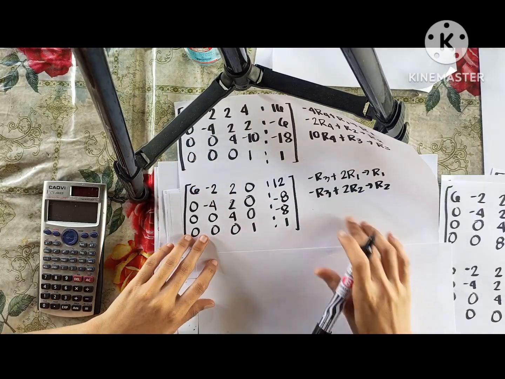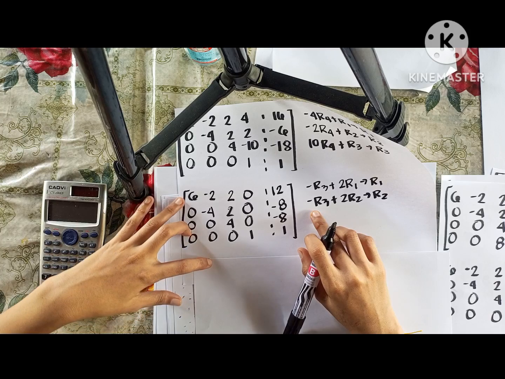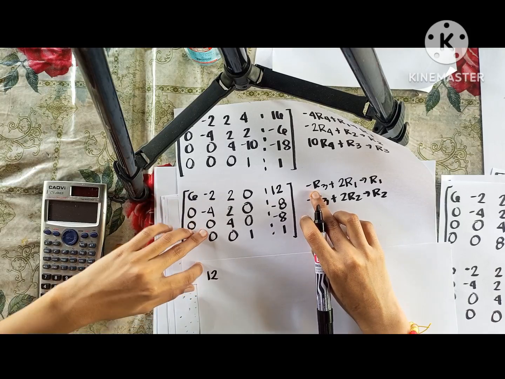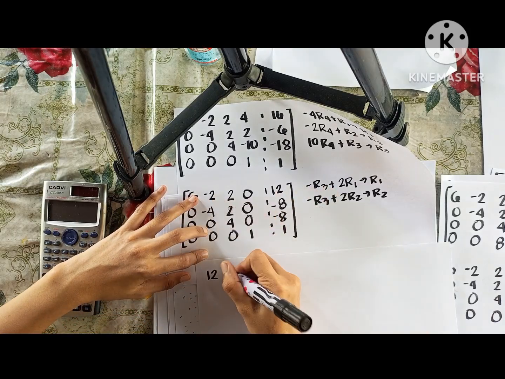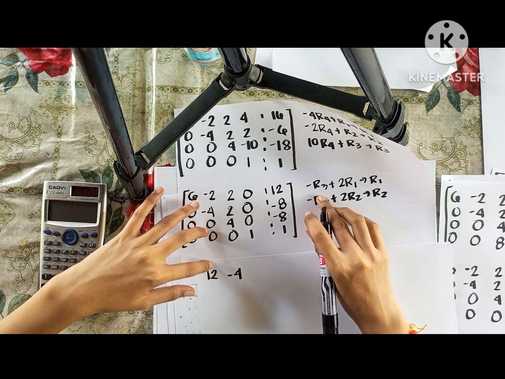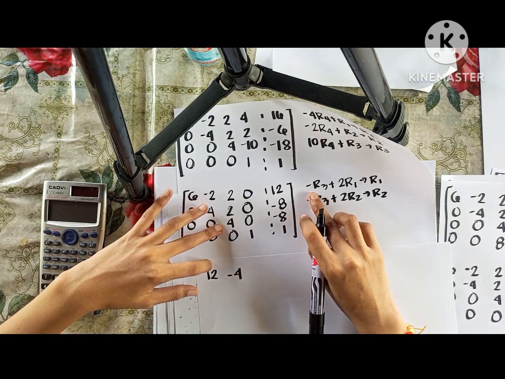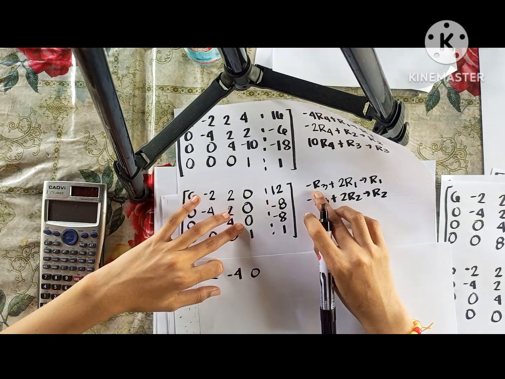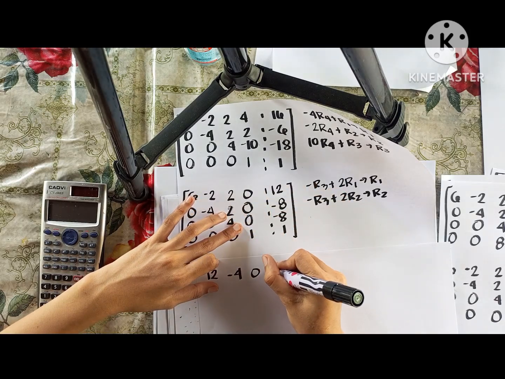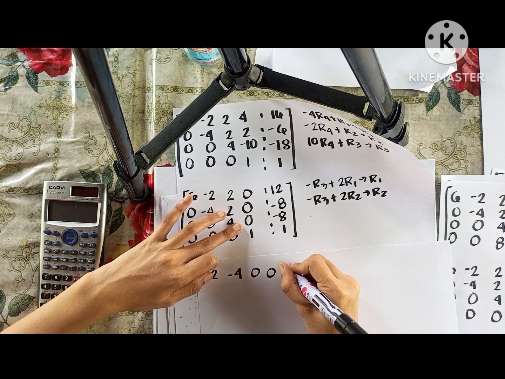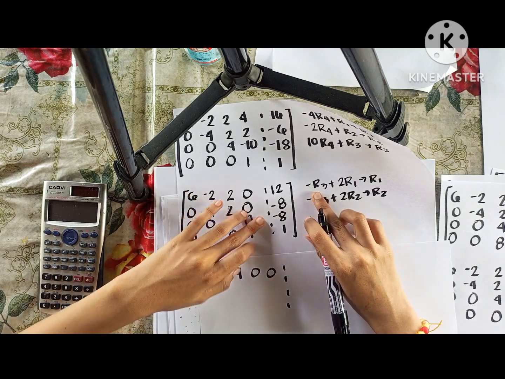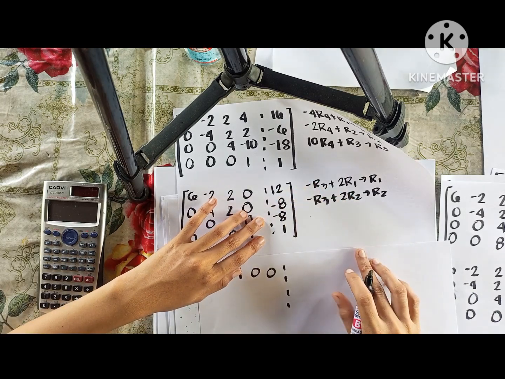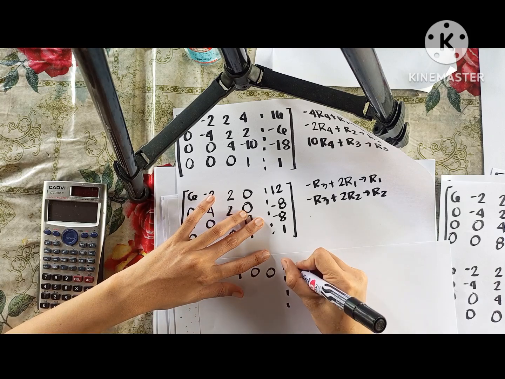So from that, negative R3, so negative 0 plus 2R1, so 2 times 6 is 12. Negative R3 is 0 plus 2 times negative 4 is negative 8... Next, negative R3, so negative 4 plus 2 times 2 is 4, so negative 4 plus 4 is 0. Next, negative 0 plus 2 times 0 is 0, so we have here 0. And negative times negative 8, so positive 8 plus 2 times 12 is 24. So we have here 32.